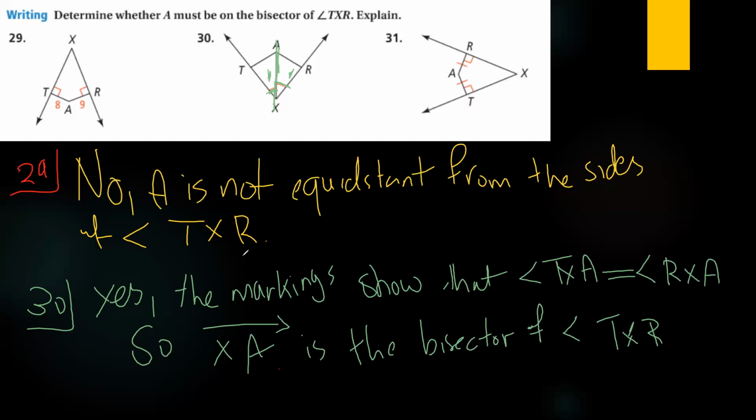So I will repeat, in number 29 here, they did not make them an equal distance. So since they don't have an equal distance, they will not be an angle bisector. The second one, the angle here, yes, it cuts the angle into two equal halves. So yes, it will be an angle bisector.